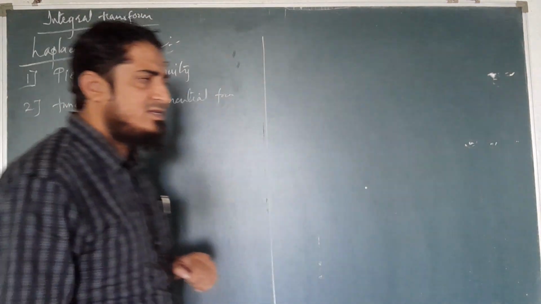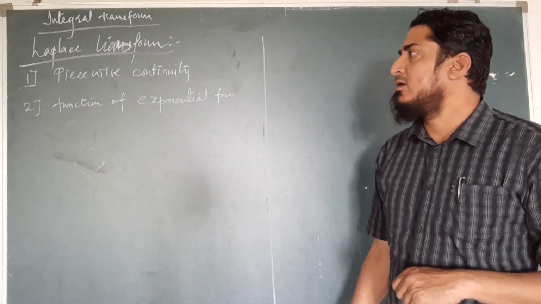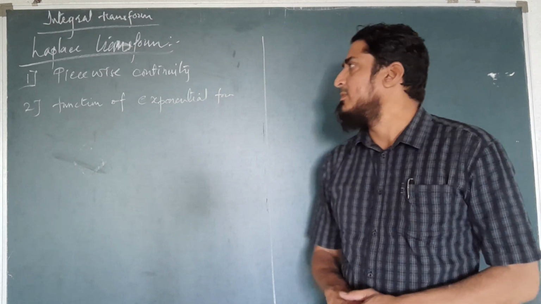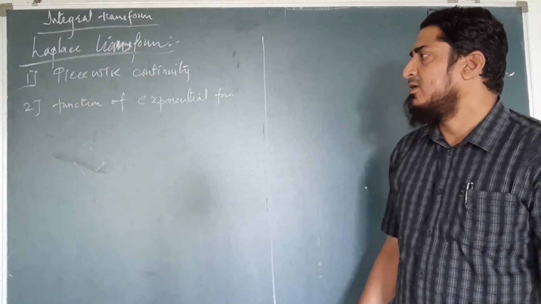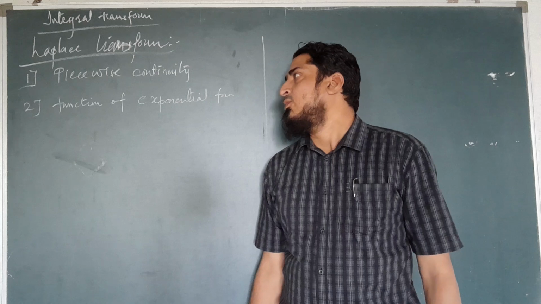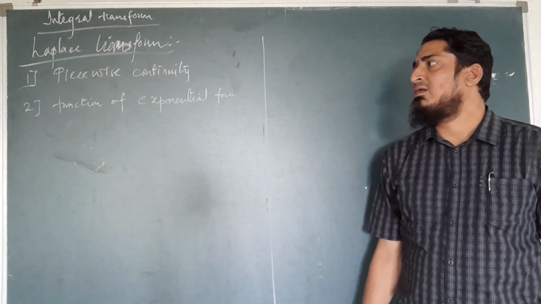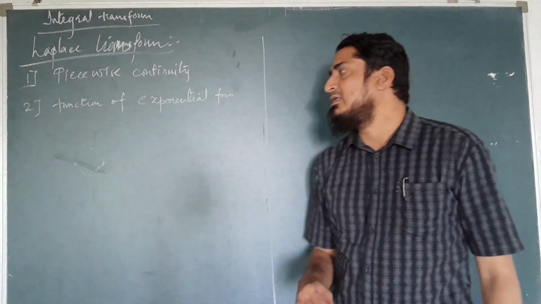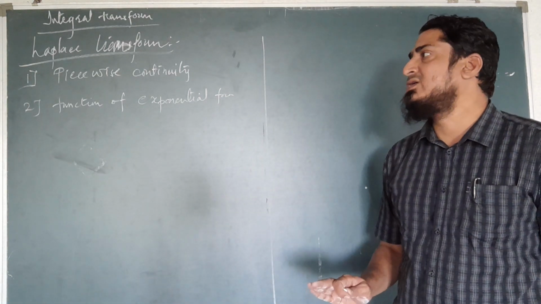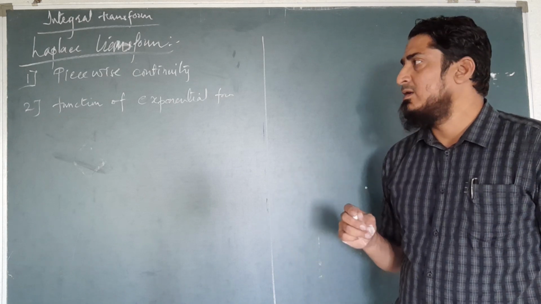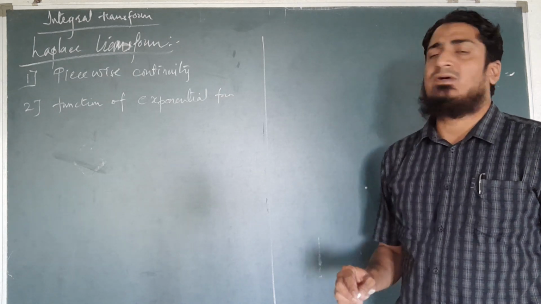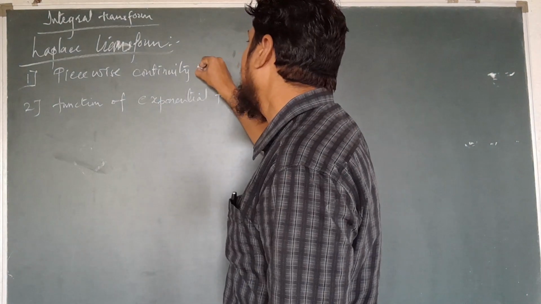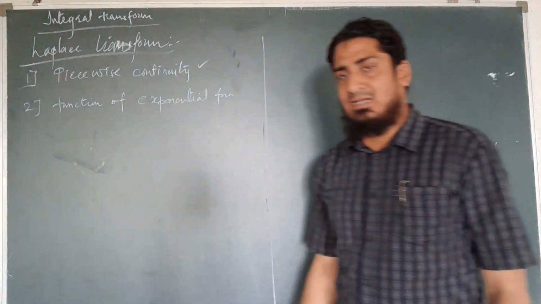In the first definition, we have studied that if we have an interval, say AB, with finitely many subintervals, and a function is continuous in each subinterval but discontinuous at the end points, then the function is called piecewise continuous.